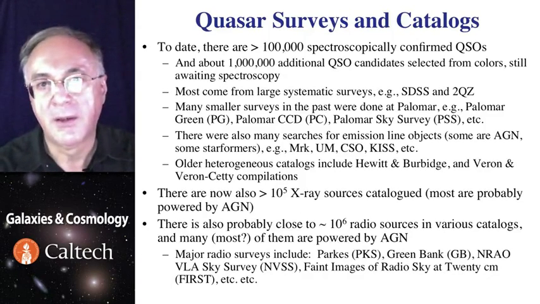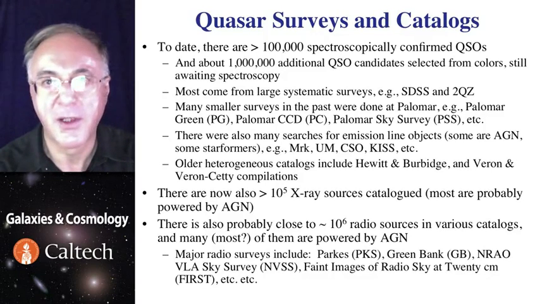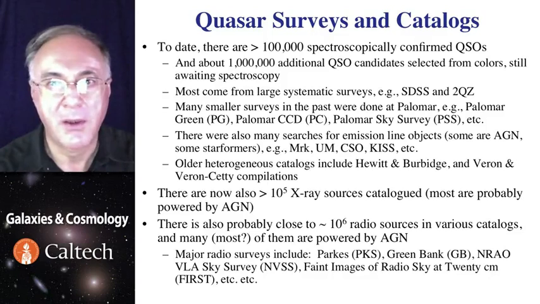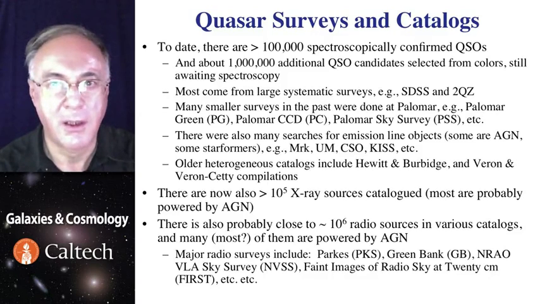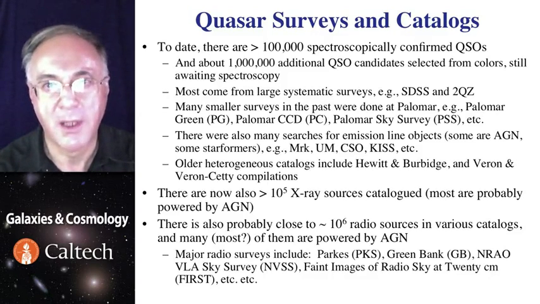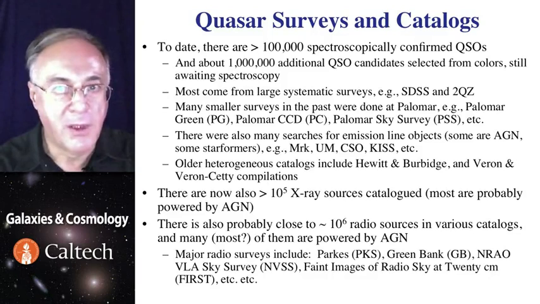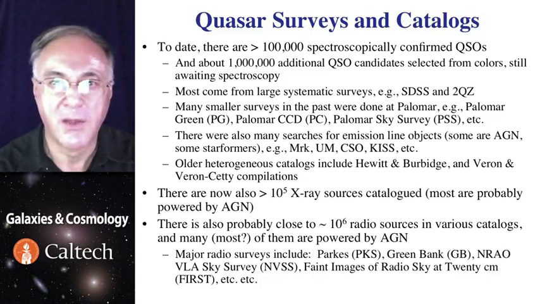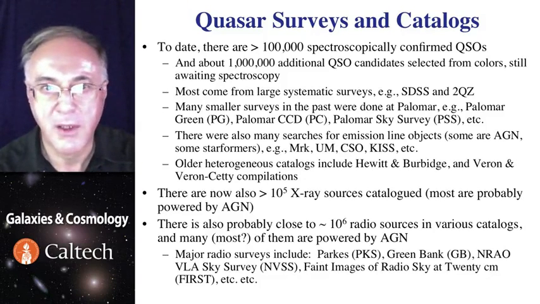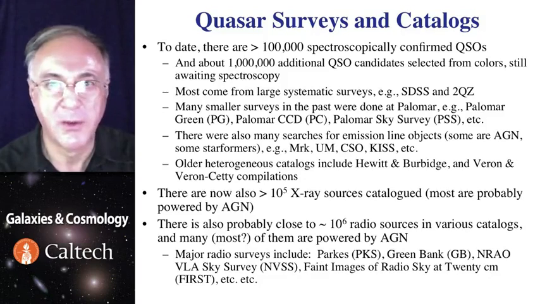Today there are well over 100,000 quasars that have been confirmed by actual spectroscopy, most of them coming from the Sloan Digital Sky Survey. But there are over 1 million additional highly likely quasars that have been selected through their colors and just haven't had spectra taken yet. These come from large modern digital sky surveys. Early on, surveys were not nearly as large, and they might have discovered tens or hundreds of quasars, and they still serve the purpose.